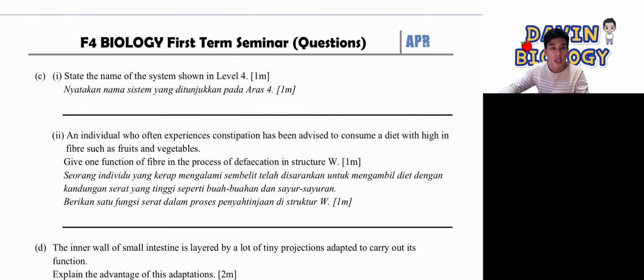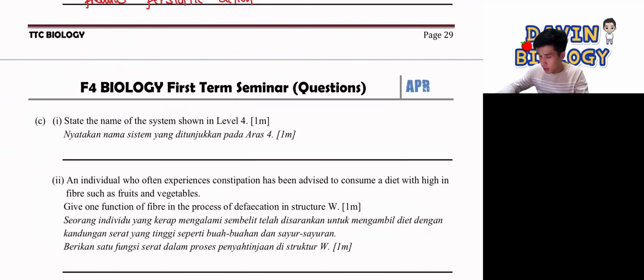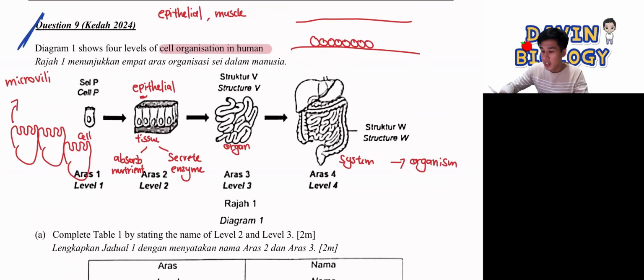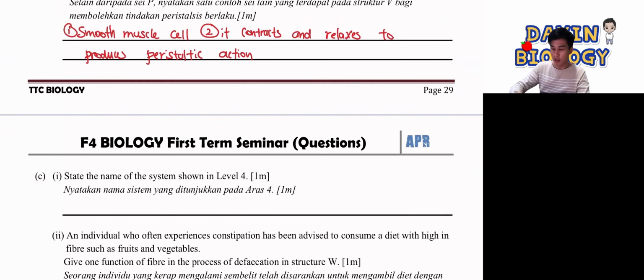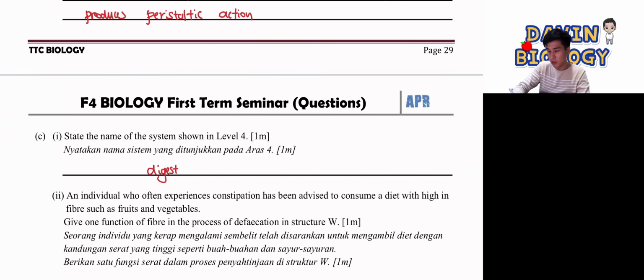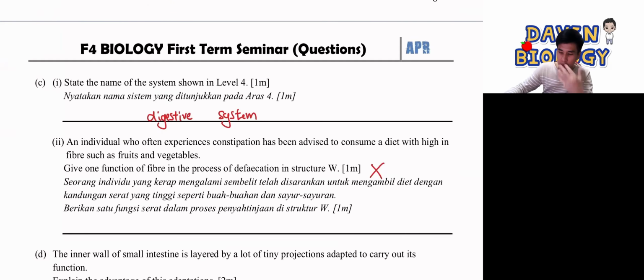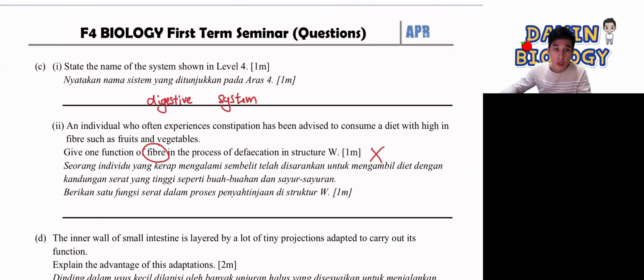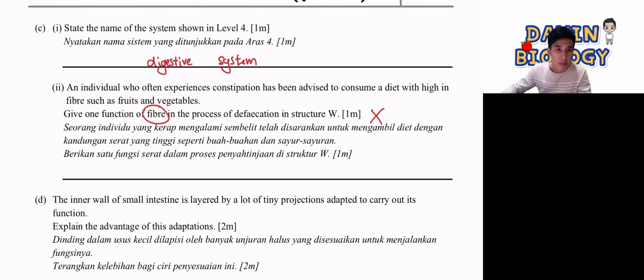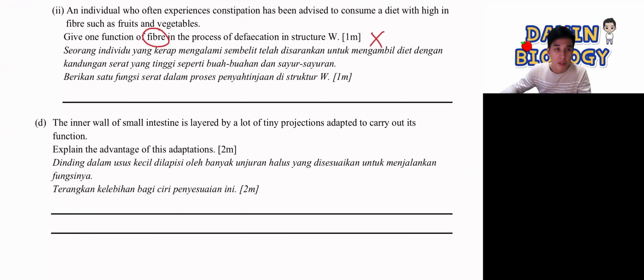And moving on, they ask, name the system shown in level 4. Obviously, different tissues form an organ, then different organs form a system. Intestine obviously is your digestive system. I mean, come on, this is too easy. Okay, the next one I don't want to do, because this is actually Form 4 Chapter 9, about digestion, the fiber one. So I will skip this. We have quite limited time today, so I don't want to do it since it's not really related.